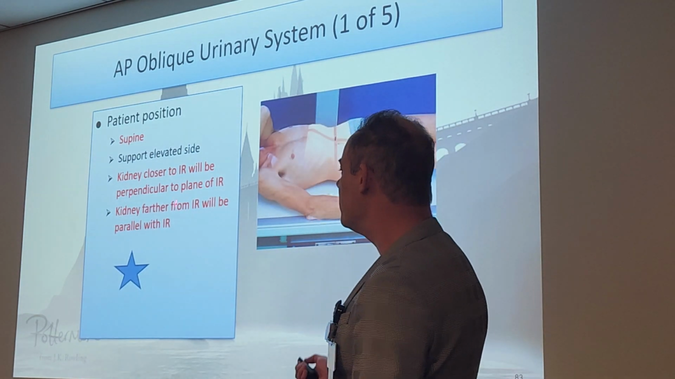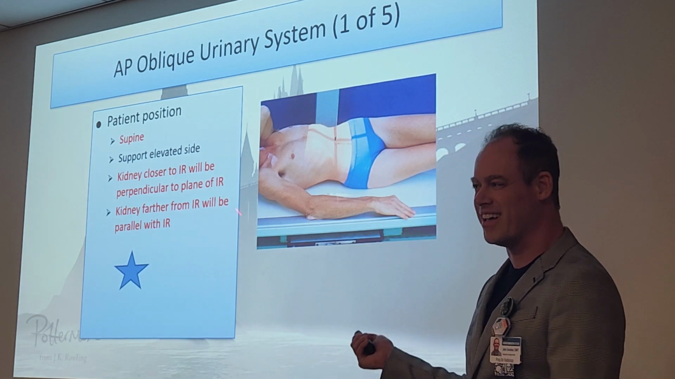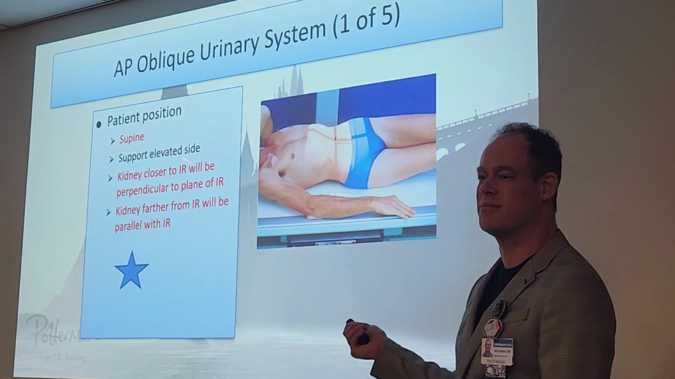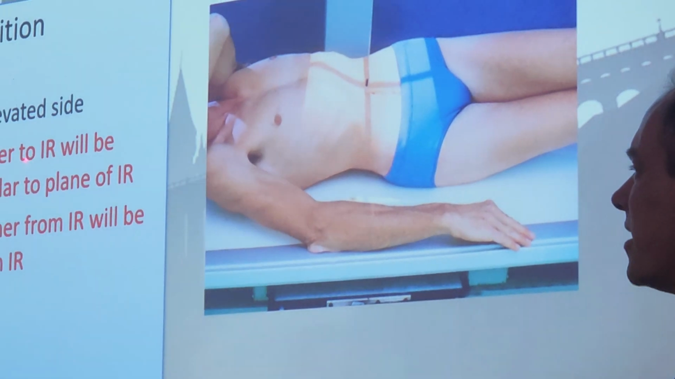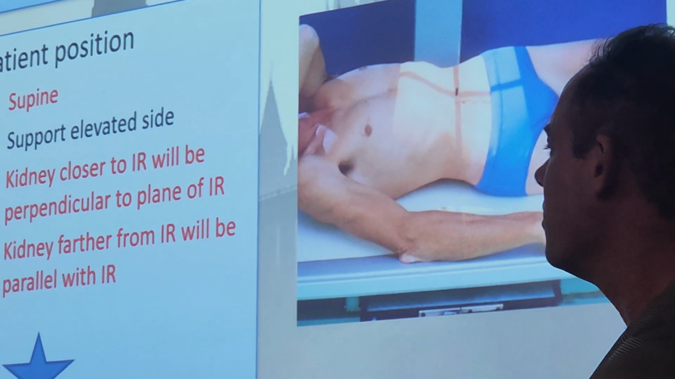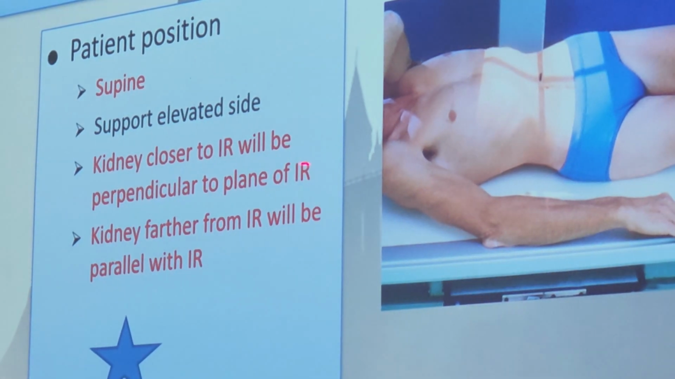Now, please put a giant star by this. If you're not going to write anything else down today, make sure you write this down, because this right here is the most missed question of this semester. At least in the past, it has always been how the kidneys are oriented to the IR, depending on the oblique. So, the kidney closest to the IR will be considered perpendicular to the plane of the IR.